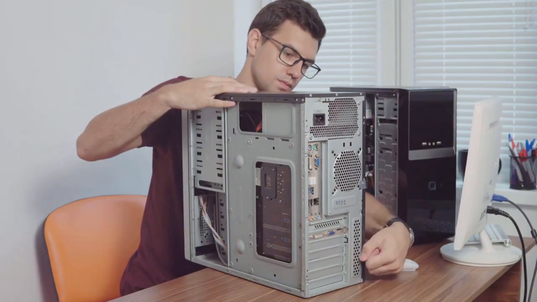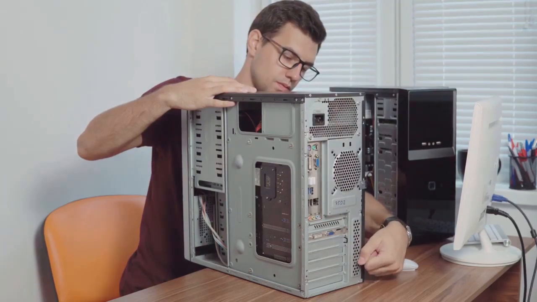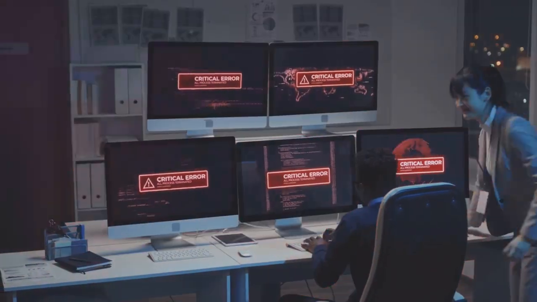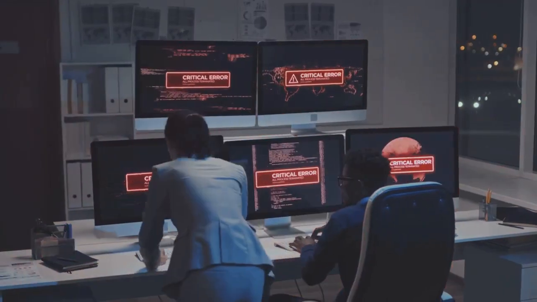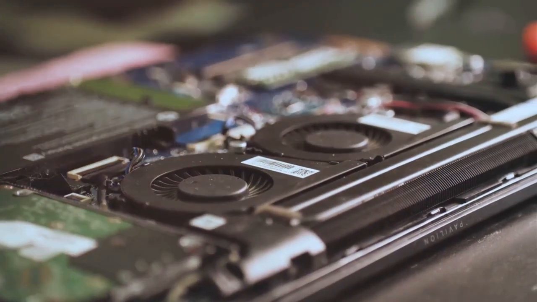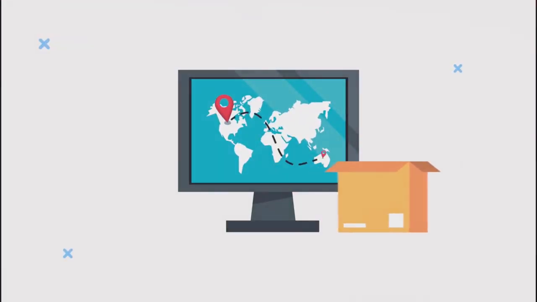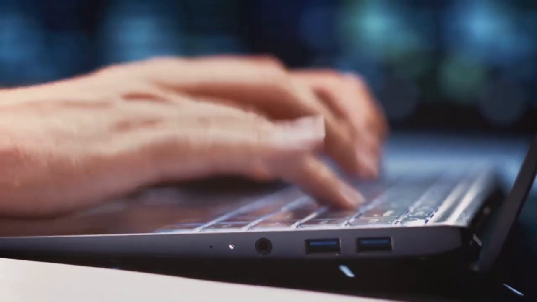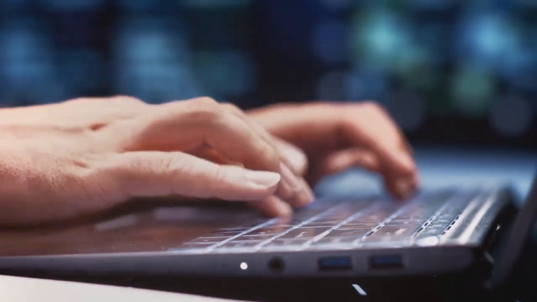Section 6. Troubleshooting and prevention, staying BSOD-free. Alright, so you've been hit with a BSOD. Now what? First things first, don't panic. There are a few things you can try to troubleshoot and fix the issue. If you recently installed new hardware or software, try uninstalling it. You can also try booting into safe mode. If you're still getting BSODs, run a system file checker or use Windows troubleshooting tools.